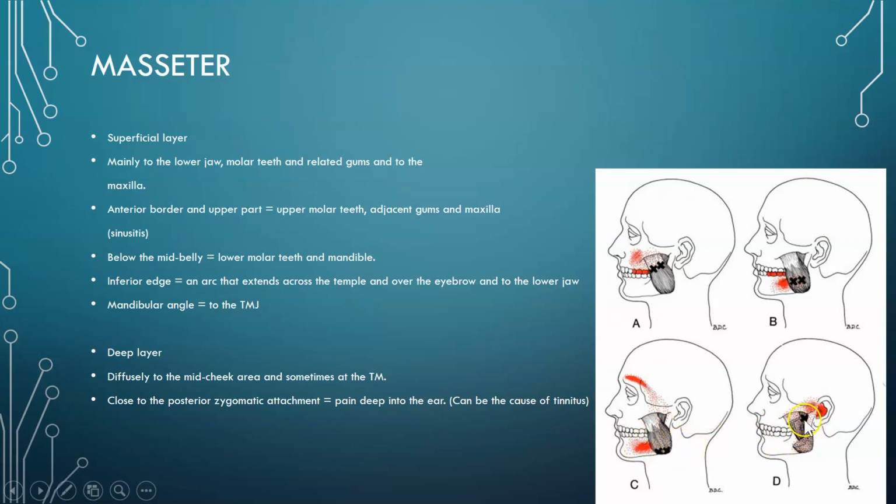The deep layer that we see over here, the deep part, we find diffusely to the cheek and sometimes the TMJ. It is close to the zygomatic attachment, and when we find it there, it can be pain in the ear, and sometimes your patient may express that when you're pushing on this trigger point, they're hearing ringing in the ear increasing. That's what we mean by tinnitus.